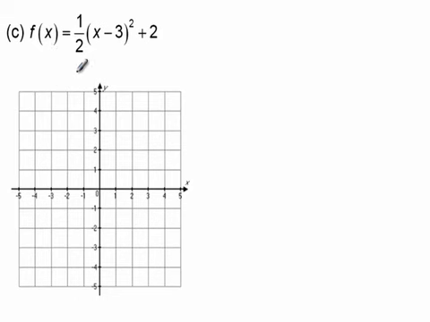Part C, we have f of x equals 1/2 times the quantity x minus 3 squared plus 2. And we have 3 transformations going on. We're going to move the graph up 2 units, to the right 3 units, and the 1/2, we're going to multiply the y coordinates by 1/2, making the parabola wider.